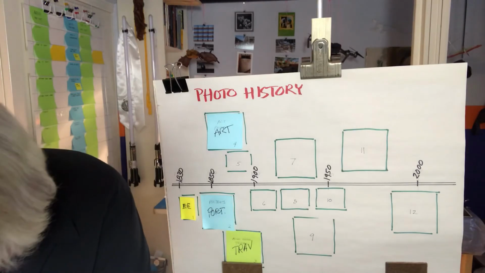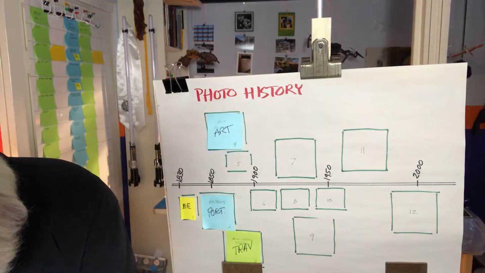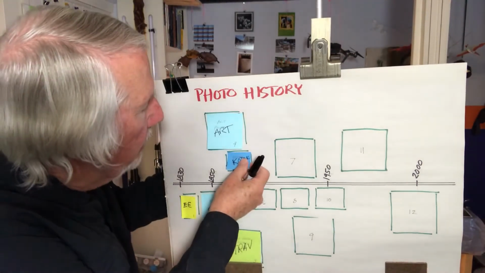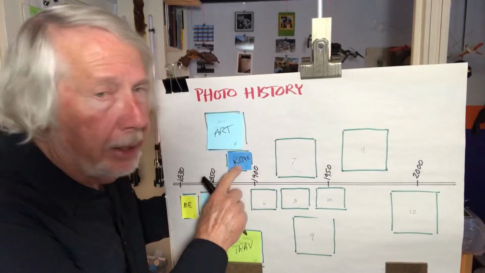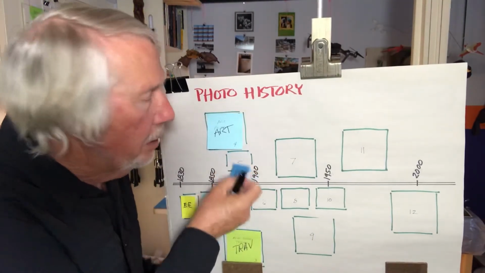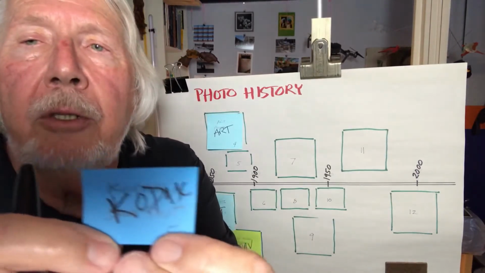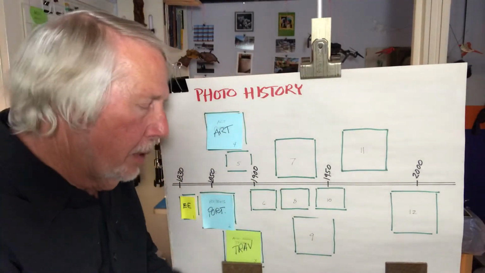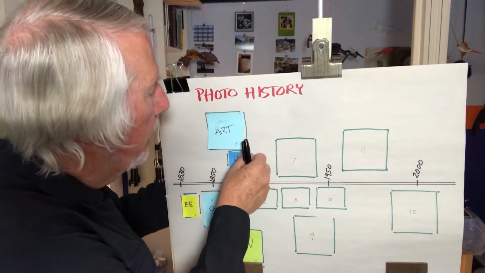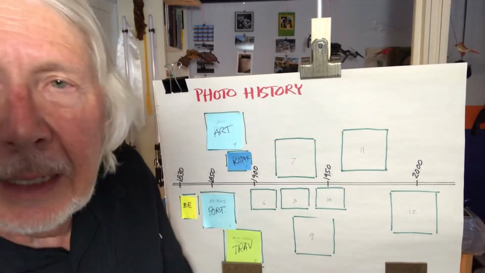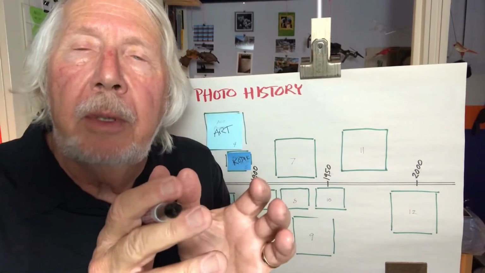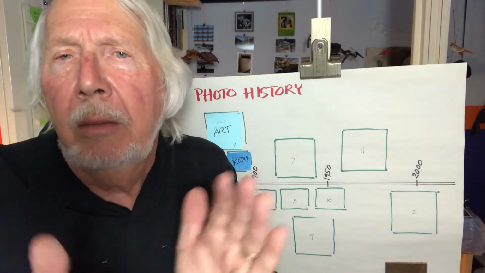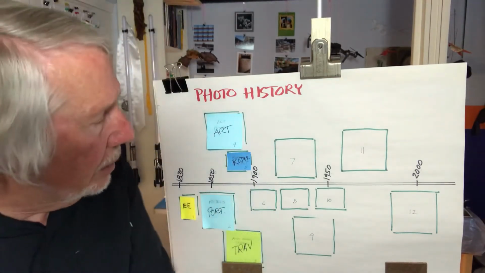Number 5 is the first practical photography for the common man. Sorry, I didn't show it to you. It's Kodak. Okay, George Eastman, K-O-D-A-K, sorry, Kodak. George Eastman invented a little handheld camera which allowed people, not scientists and not chemists and not specialists, but everybody, to be able to take pictures.